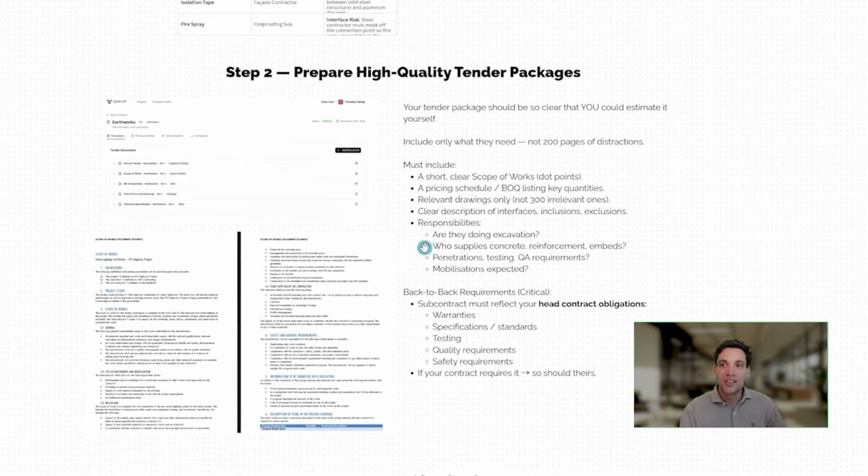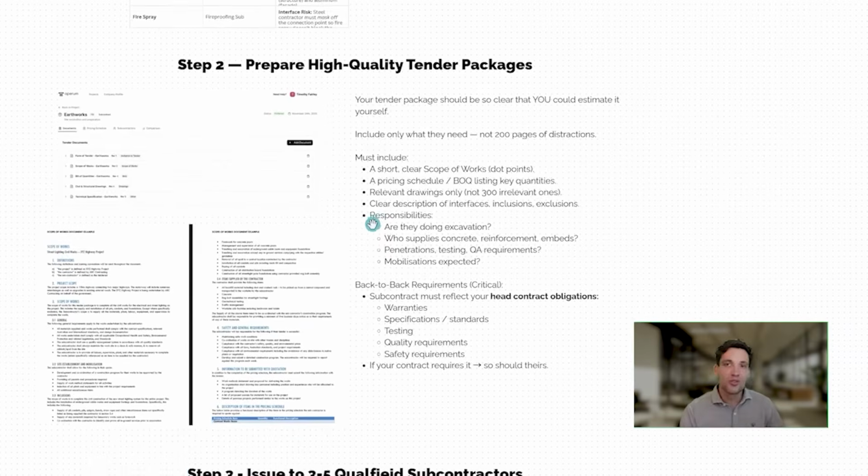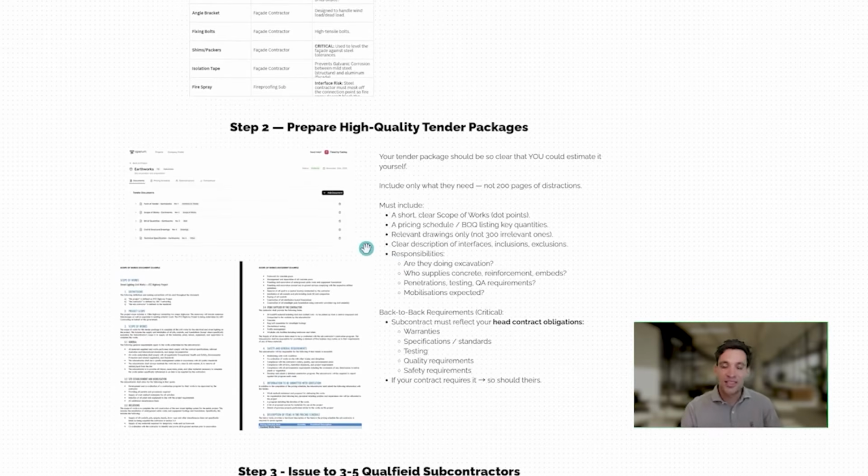Now, as I said at the beginning, you don't want to do what your clients do to you and just create these mammoth tender packages full of every project document that's full of irrelevant information. I was working on a concrete subcontract bid, and our client sent us all their electrical lockout tagout process.